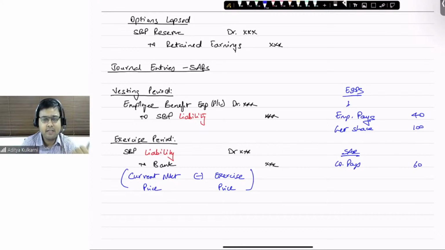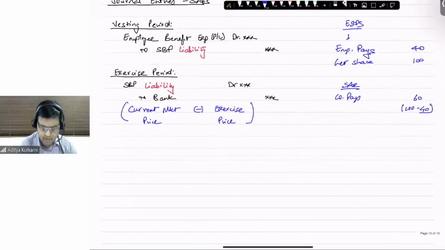So for ESOPs, to exercise the ESOPs, you know what is going to happen? The employee first needs cash in his pocket to get the benefit of an ESOP. Whereas in the case of SAR, he does not need it. He will be getting the cash. He does not have to have 40 rupees. For ESOPs, the employee should pay 40 to get 100. Whereas in the case of SAR, the company will pay 60. The employee will not pay anything. What is this 60? This is nothing but 100 minus 40.